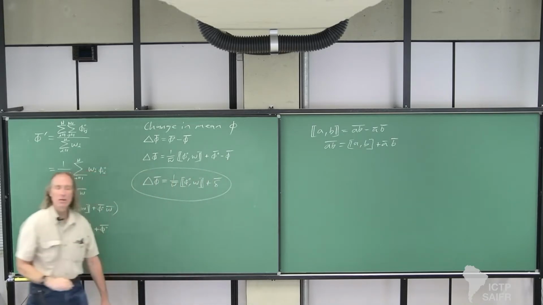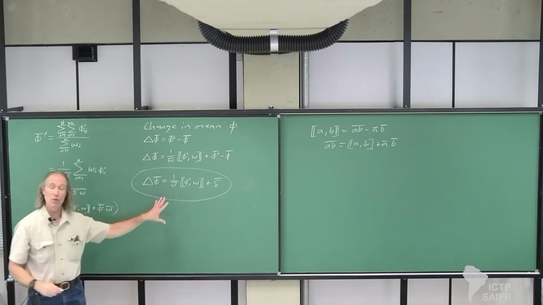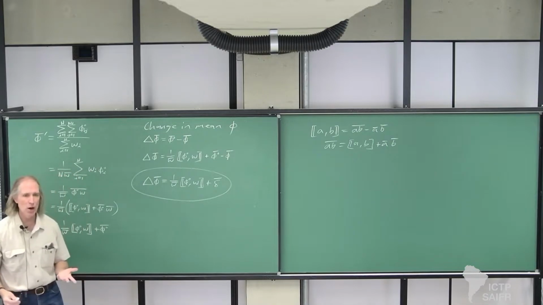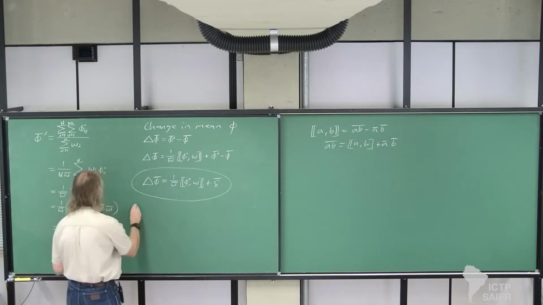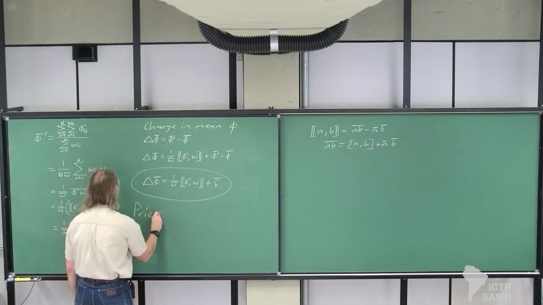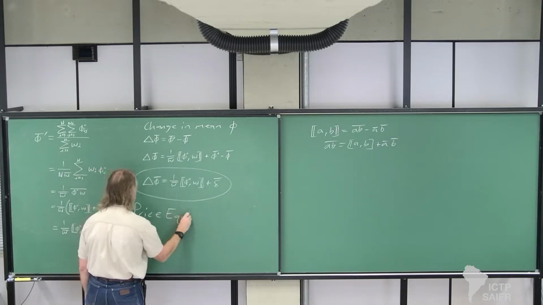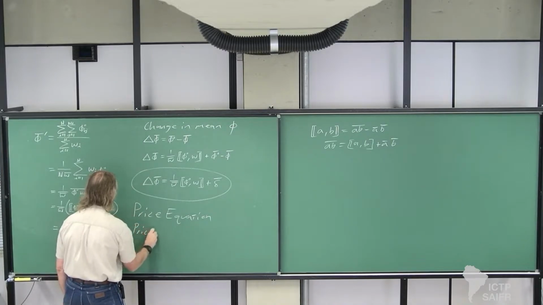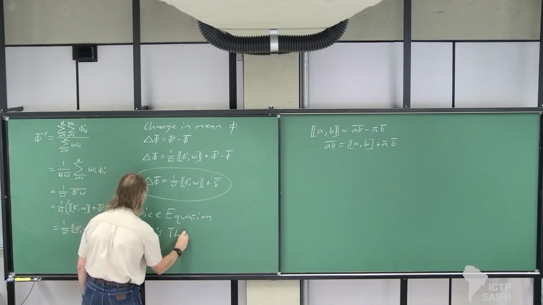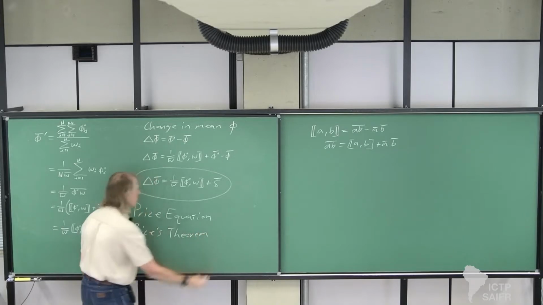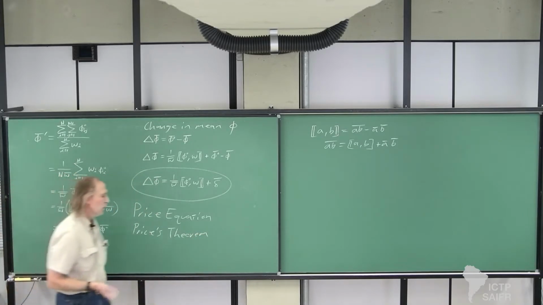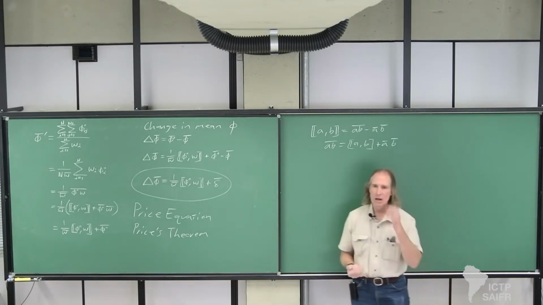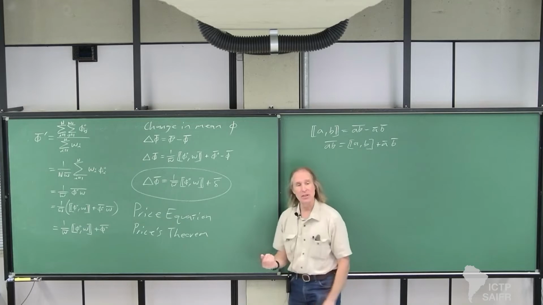That's our result. This was originally derived in a slightly different form, but this basic result was derived by George Price in 1970. This is called the Price equation, or Price's theorem. I'm going to emphasize the term Price's theorem because this is a basic mathematical property of any evolving system.